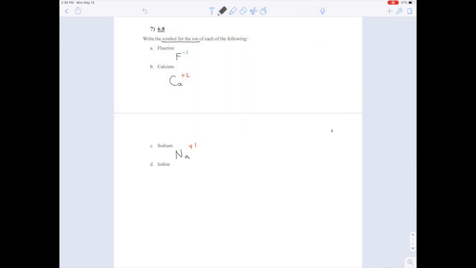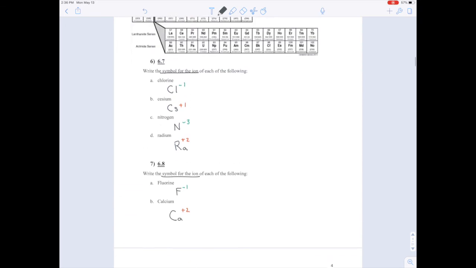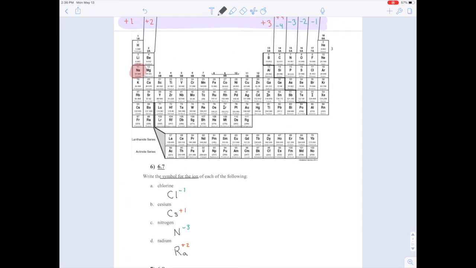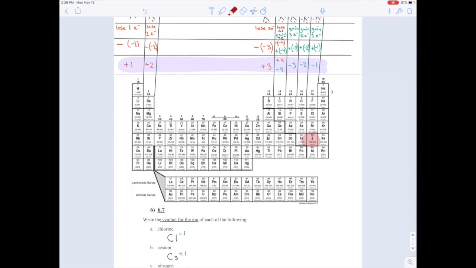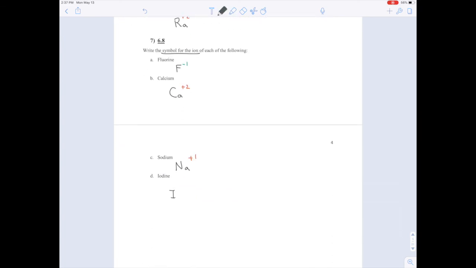Iodine. Iodine, the symbol is capital I. It's in the sort of bottom right of the periodic table. So you'd see it right here. Because that is in group 7A, it would have a -1 charge. So that iodine would have a -1 charge.